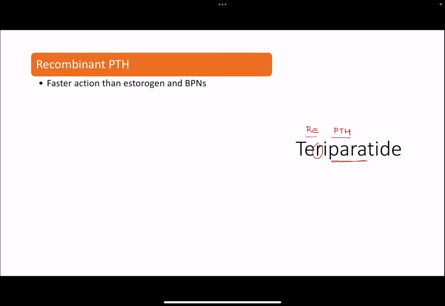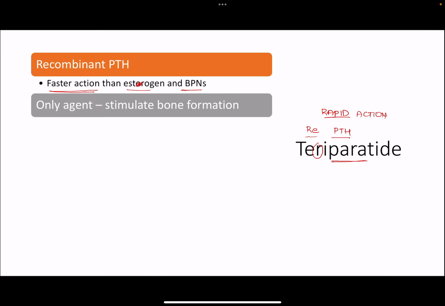When you compare the action of teriparatide with the other groups of drugs which regulate calcium, like estrogen or the bisphosphonates, this recombinant parathyroid hormone teriparatide has the fastest, very rapid action compared to estrogen and the bisphosphonates. It is the only agent that will stimulate bone formation. It will increase the production of bone. So P stands for para, production. What production will increase? Production of bone formation, or it promotes the production of bone formation.